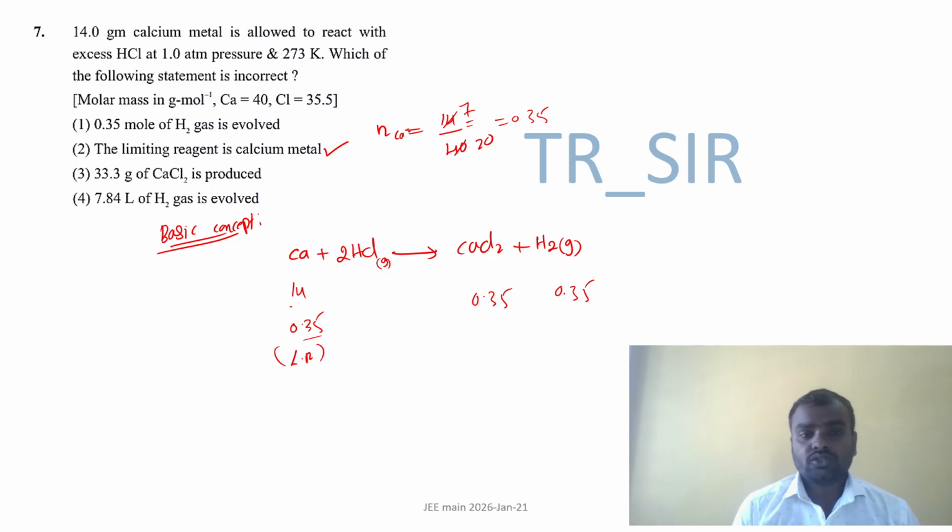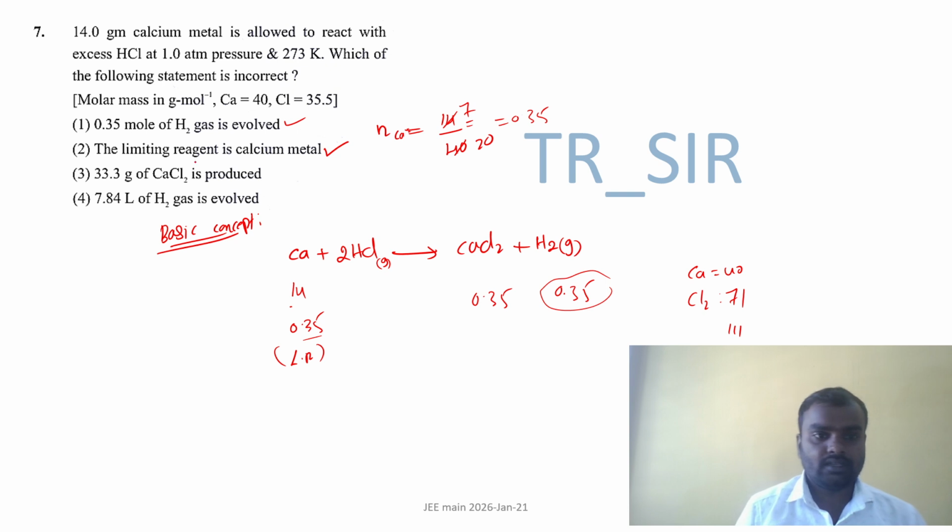Now, how many moles of H2 gas are evolved? 0.35 moles. That means statement 1 is correct. Now find the mass of calcium chloride produced. Calcium atomic mass is 40 and Cl2 is 71, so total 111. 0.35 into 111 gives 38.5. But the given is 33, so this is not correct.